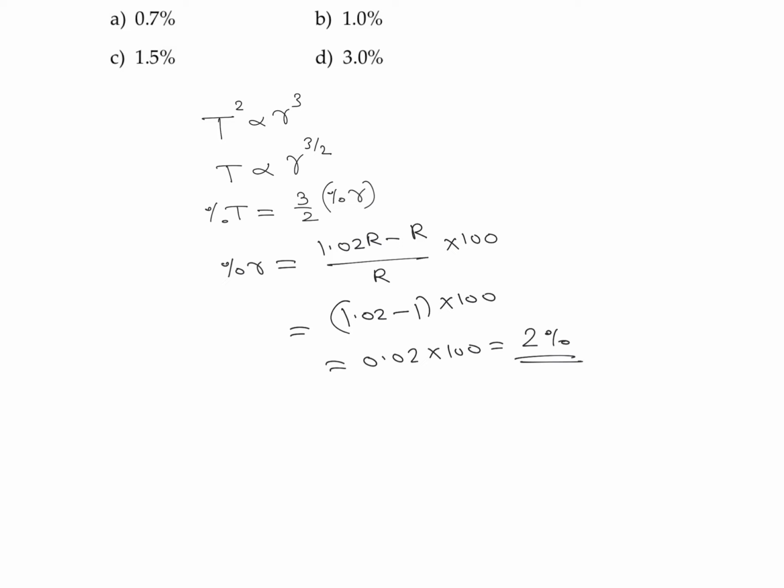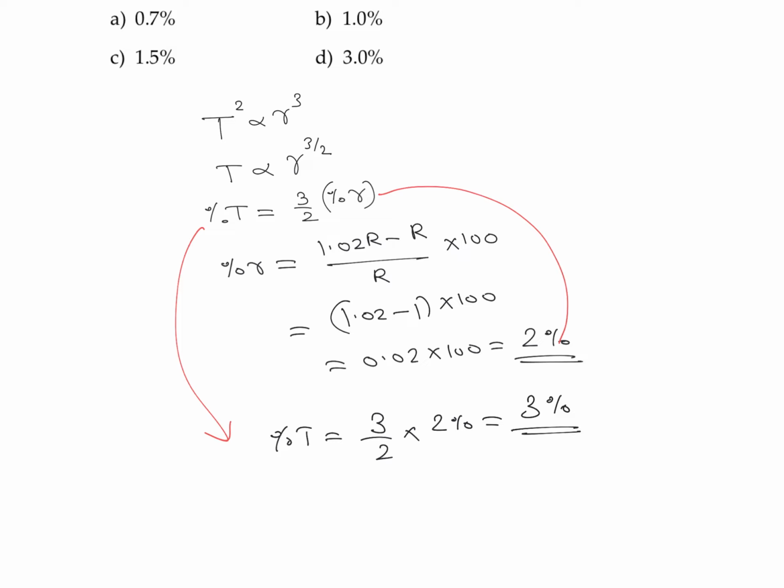Now we can just substitute this value over here. So according to this equation, percentage change in T is equal to 3 by 2 times the percentage change in r, which is 2%. So we can write this is going to increase by 3%.